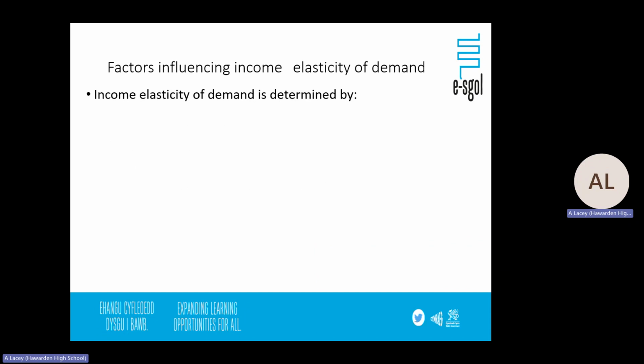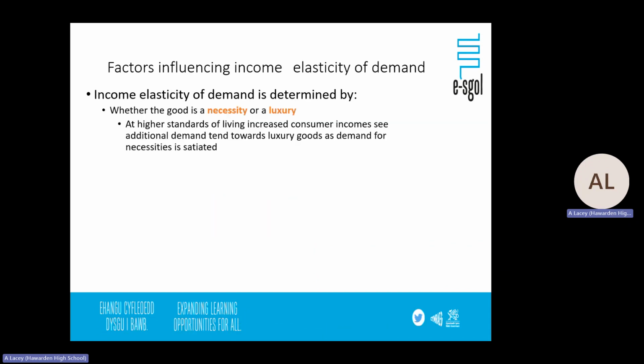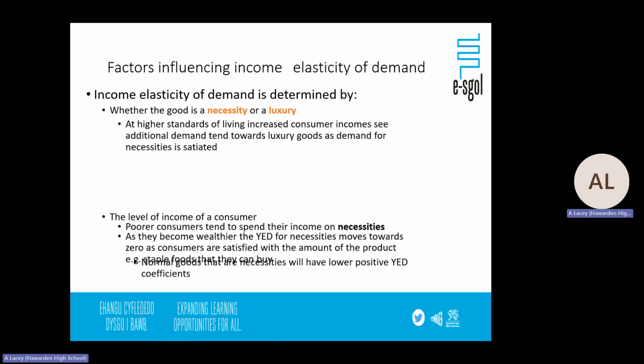Factors that income elasticity of demand is determined by. So you've got whether a good is a necessity, so you need it to be able to live, or a luxury. At a higher standard of living, increased consumer income sees additional demand tend towards luxury goods, as demand for necessities is satisfied. If you think about food, drink, general household goods, those are necessities. Your luxury might be your nice holidays, maybe having fancier branded cereal, whatever that might be.